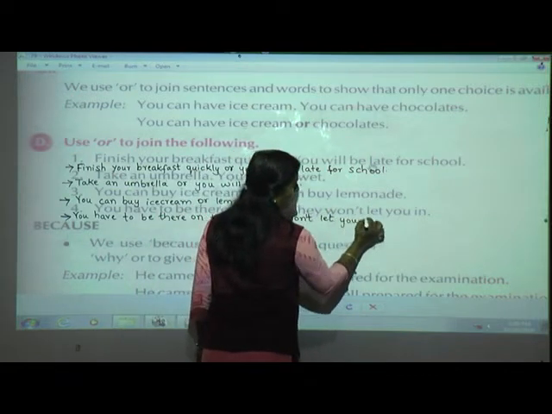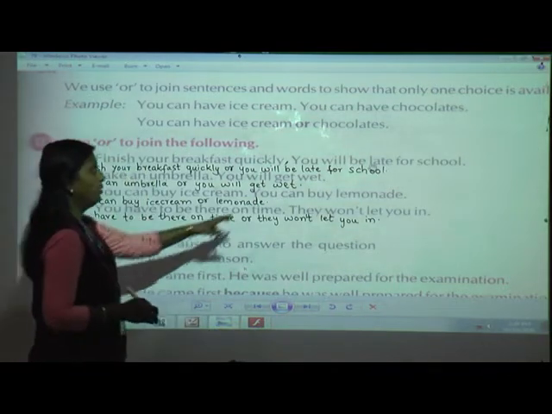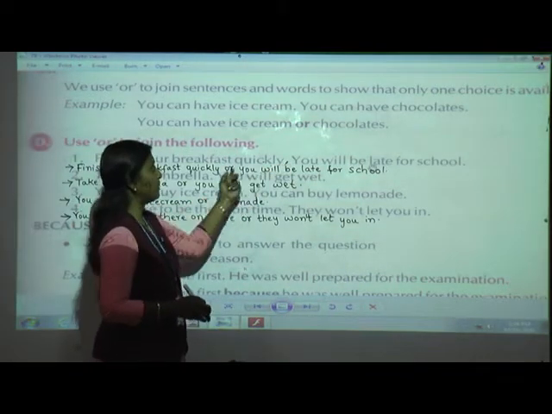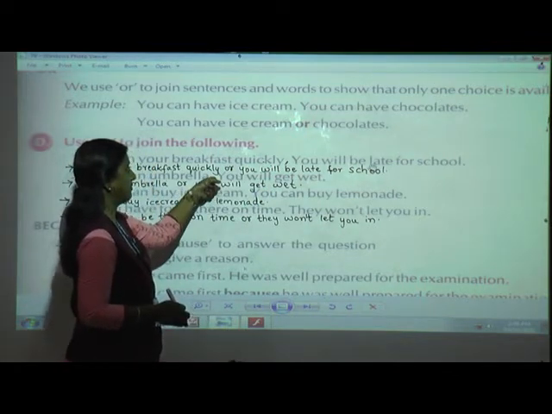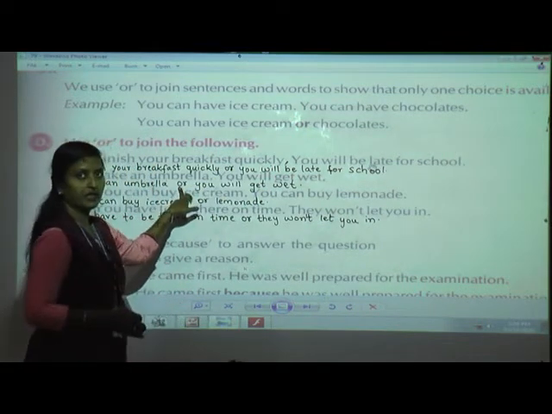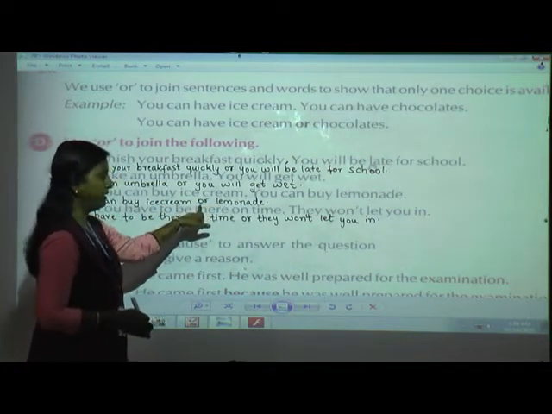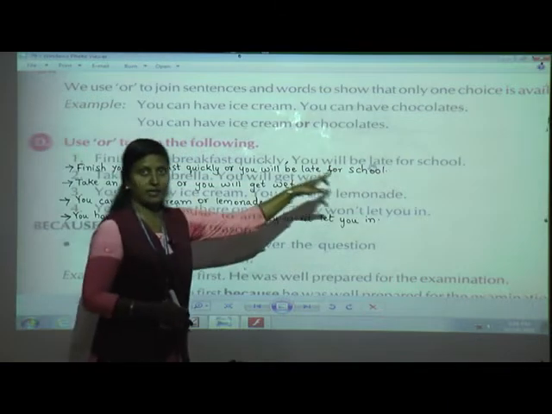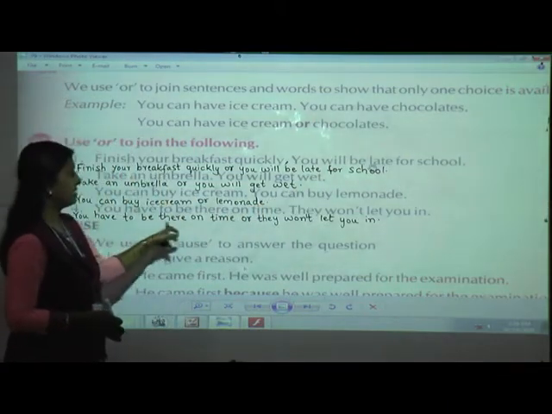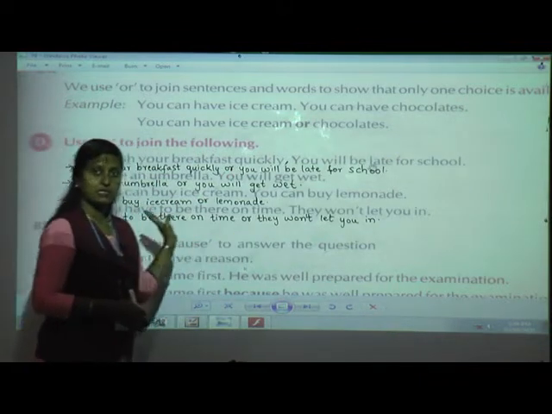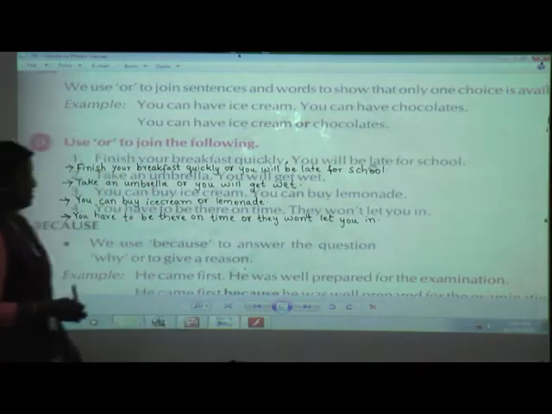Now can you see, students, in all the four sentences what I have done? I have removed the full stop and only have joined both the sentences. See, can you see here? I have removed the full stop, I have joined it with the conjunction or. Here only I have joined it because here the item name is given. So your choice is there. Here also if you can see, both the sentences I have written, but I have joined it with the conjunction or.